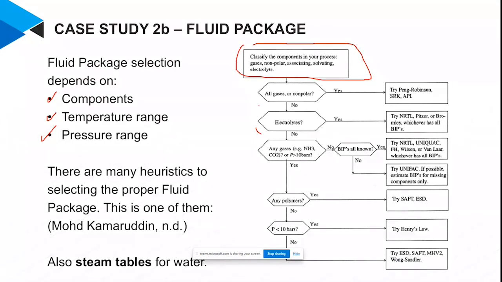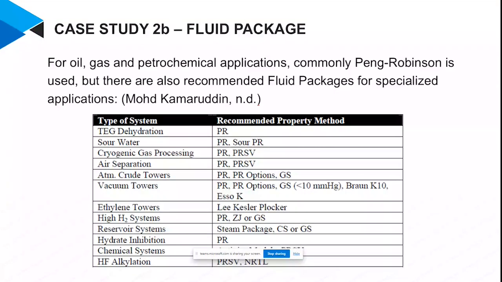And there are also some choices that are for specialized applications like gas dehydration. So maybe the best is sour water stripping, which is a refinery process. Maybe sour beer. Cryogenic gas processing, maybe is air separation, atmospheric crude distillation tower, ethylene tower, high hydrogen, and so on and so forth. So there are some specialized fluid packages that are designed for these applications.